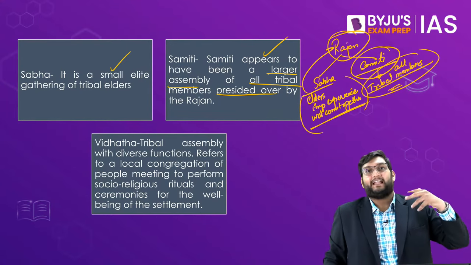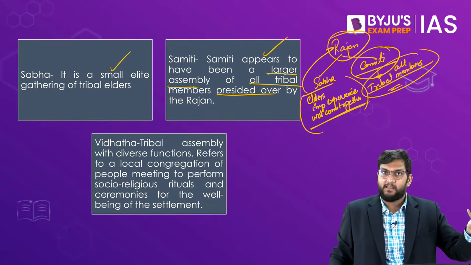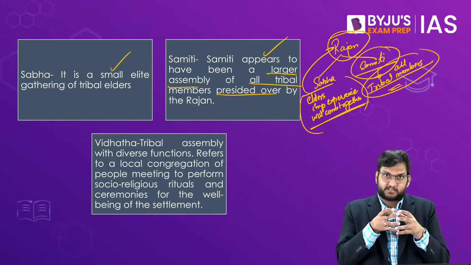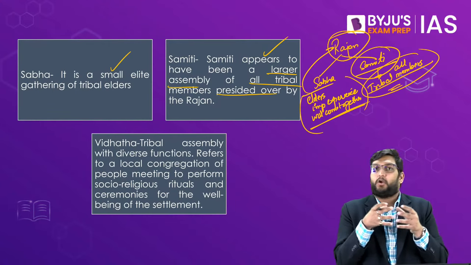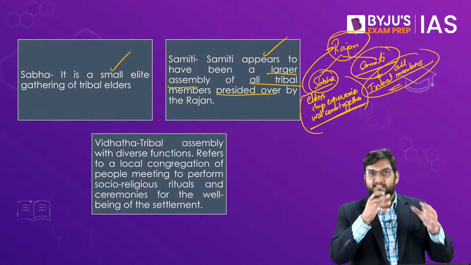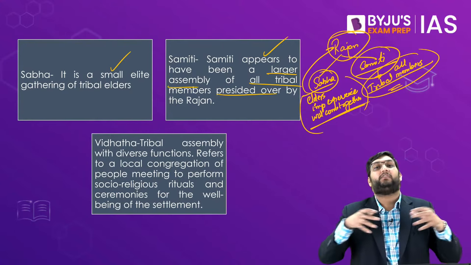You can actually look at it like this. The Samiti would be like the UNGA, General Assembly, and the UNSC is like the Sabha, which is a very exclusive body. Not everybody is part of it. It is based on experience. So Sabha is a smaller body of elders. Samiti is a larger body of everybody.